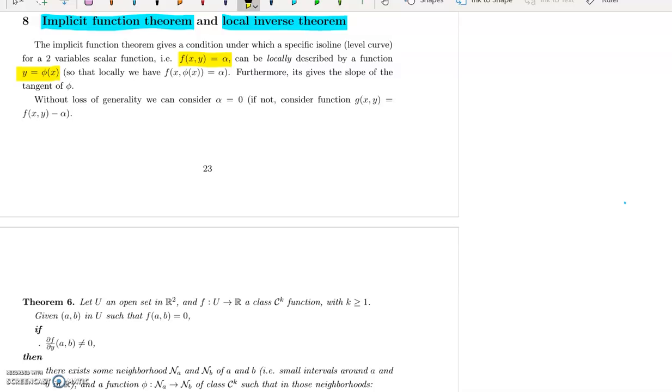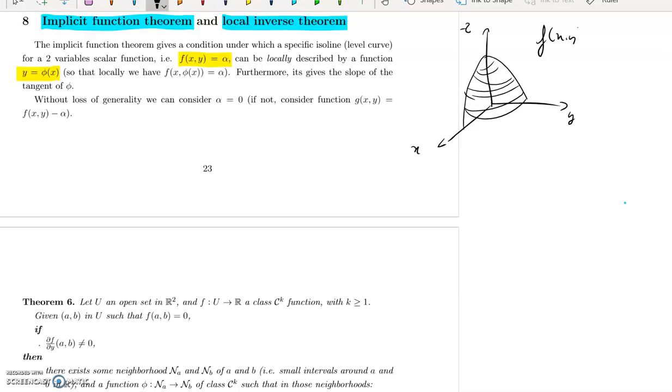So let's try to represent this problem. We have, well, in R3, let's say that this is x, y, and z. Let me draw a nice curve. I'm going to take one that I can easily represent, something like a downward looking parabola. Okay, so f of x, y gives you the corresponding z.